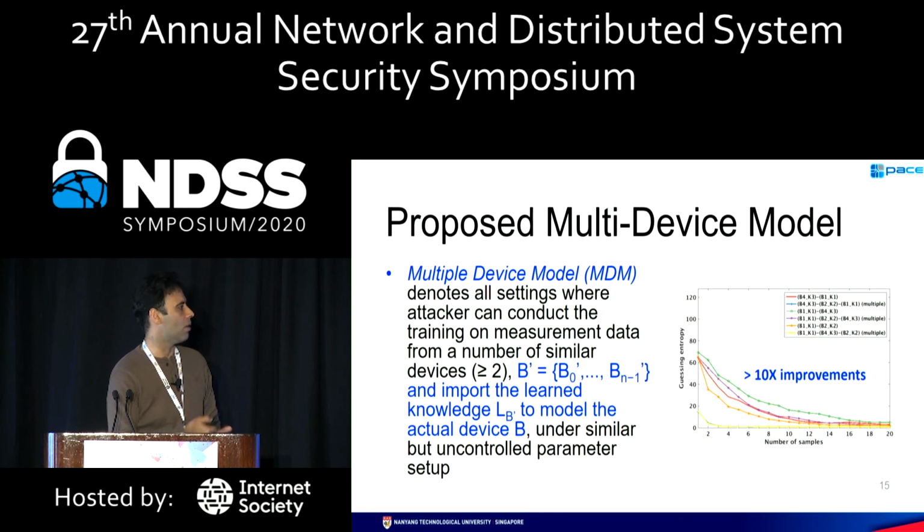So again, coming back to the definition, instead of looking at one device B dash, we are training our model on a set of devices B0 dash to Bn minus 1 dash to create a model to attack the actual device, which is B. And when we perform the testing using this, we see improvements of up to 10 times in this case.